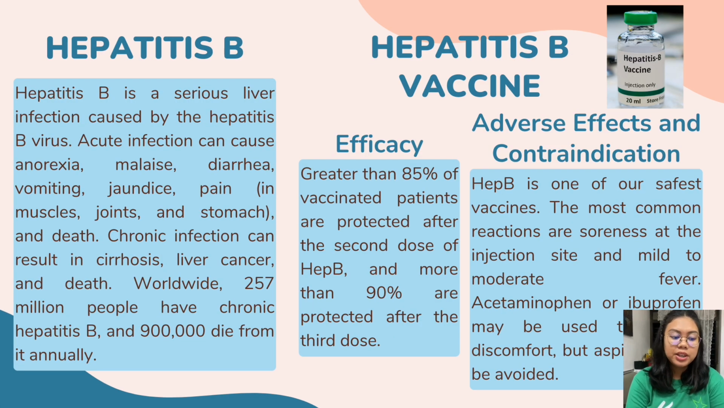It is a serious liver infection caused by the hepatitis B virus. Acute infection can cause anorexia, malaise, diarrhea, vomiting, jaundice, pain in muscles, joints, and stomach, and death. For the efficacy of the hepatitis B vaccine, greater than 85% of vaccinated patients are protected after the second dose of Hep B, and more than 90% are protected after the third dose.